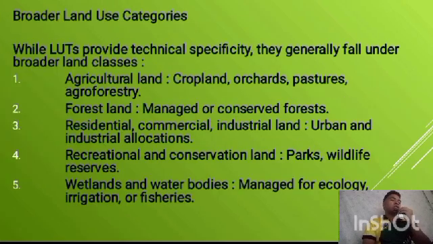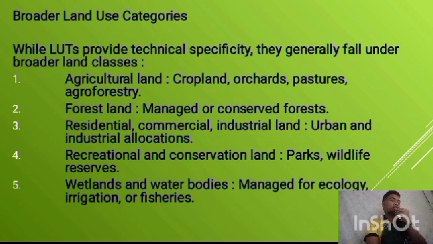Broader land use categories. While land utilization types provide technical specificity, they generally fall under broad land classes. First is agricultural land, which includes croplands, orchards, pasture, and agroforestry. Two, forest land, managed or conserved forest. Number three, residential, commercial, and industrial land, meaning urban and industrial allocation.